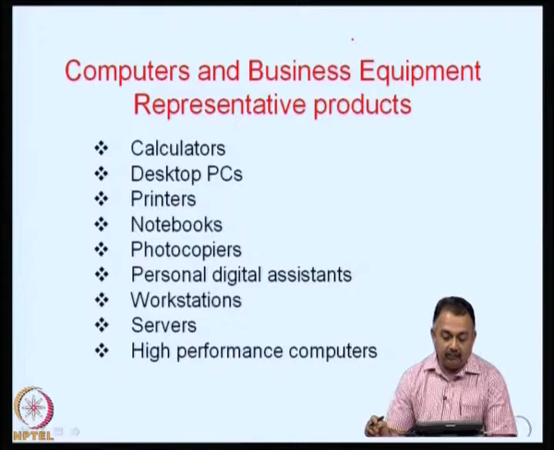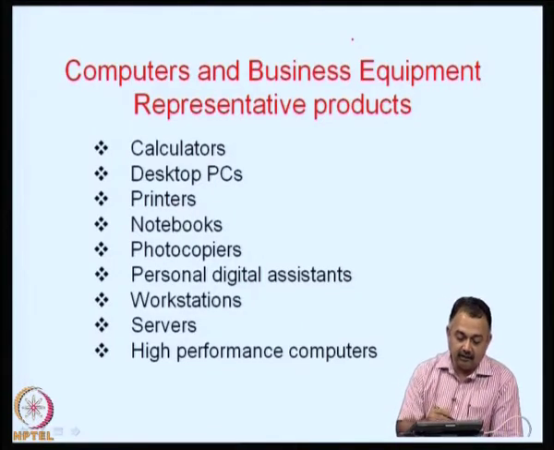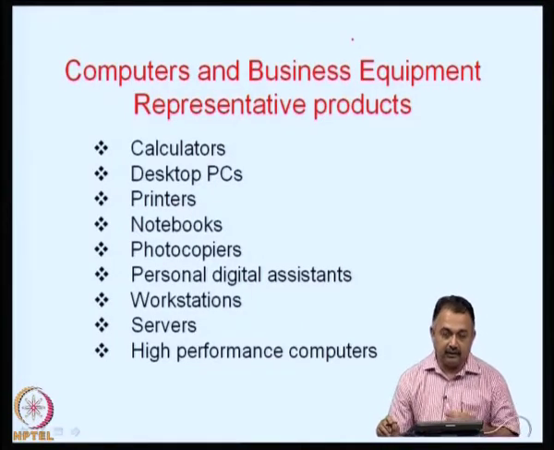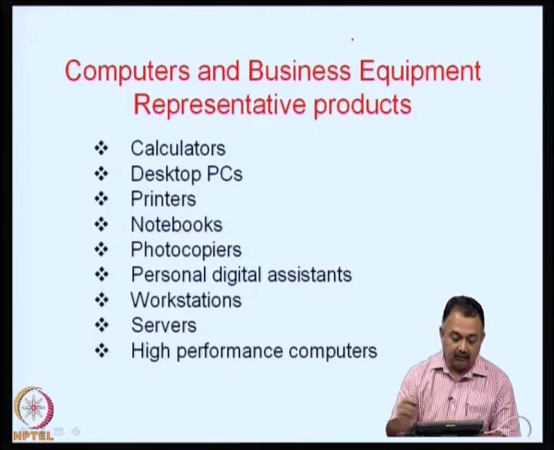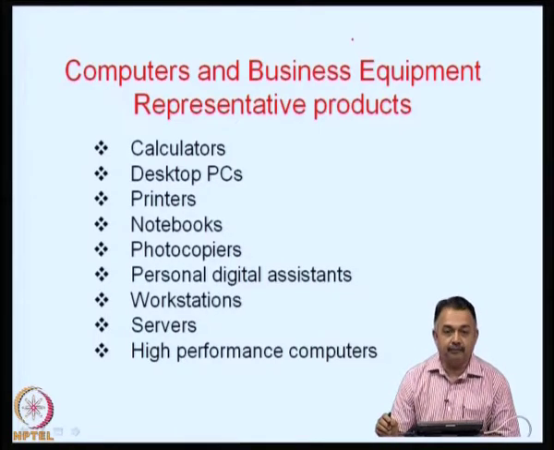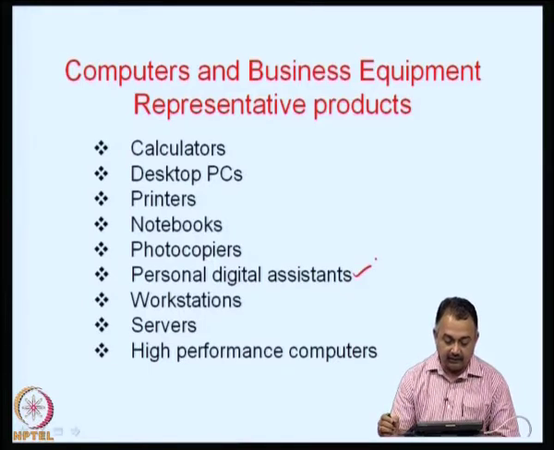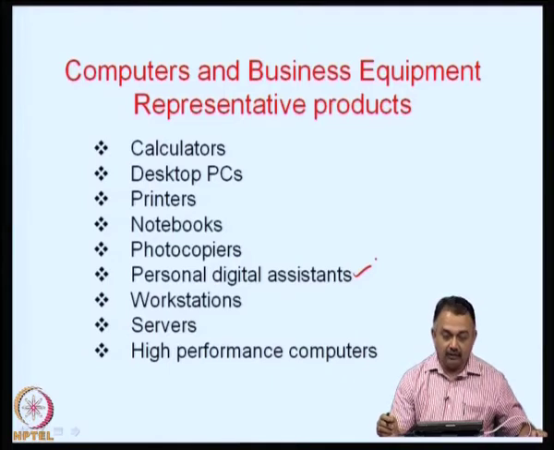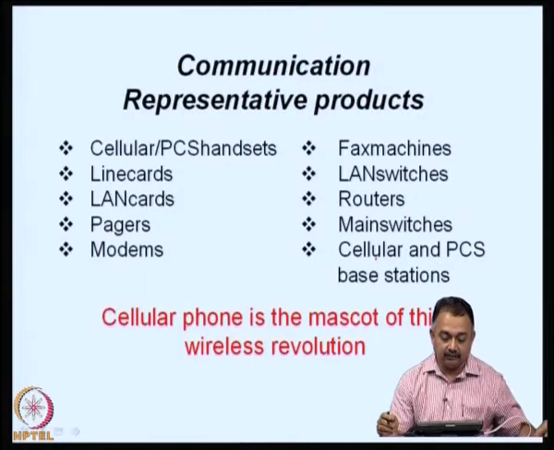So, we will look at it one by one, all of these sectors. If you look at computers and business equipment, the representative products are calculators, desktop PCs, printers, notebooks, photocopiers, PDAs, workstations, servers, and high performance computers. Some of the products are very common, used in virtually every office and home, and are very essential products. So, you can see the volume of business in these areas is very large.